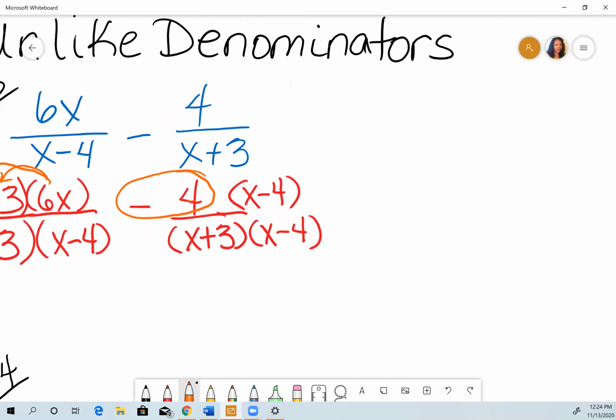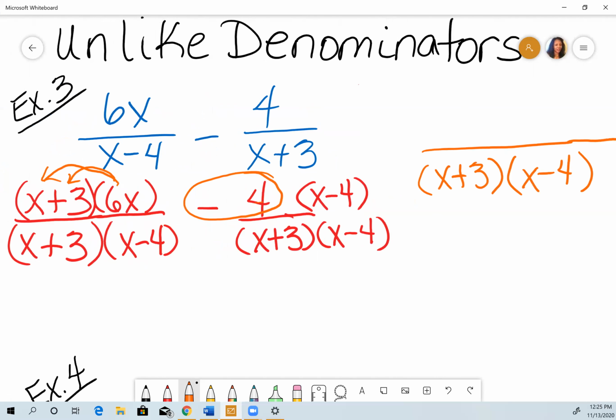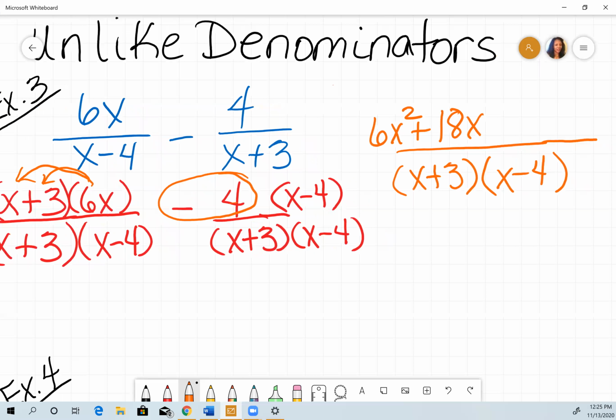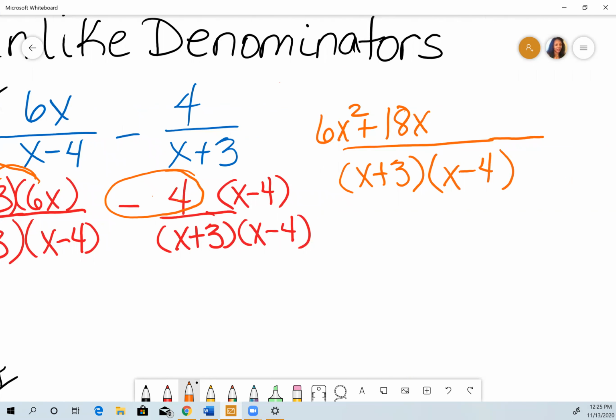So this is going to become x plus 3 times x minus 4. That's how I do it. You can keep them separate if you want to. And then 6x times x is 6x squared. 6x times 3 is 18x. This is the side where you have to be careful because some people will forget that minus sign. So negative 4 times x is negative 4x. Negative 4 times negative 4 is positive 16.